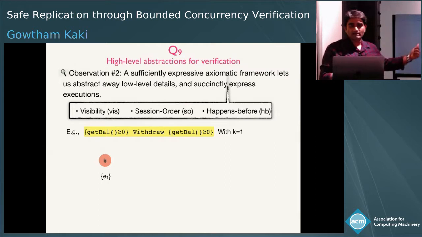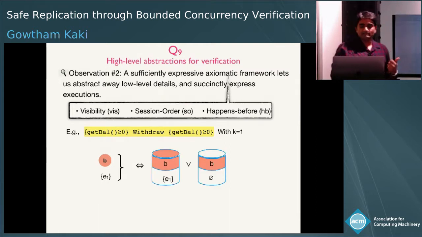Since k equals 1, we have one concurrent effect. Now observe that this actually represents two different replica states. There are two possible replica states with this configuration, with the replica that contains E1 or that may not contain E1, since the bound is at most k.